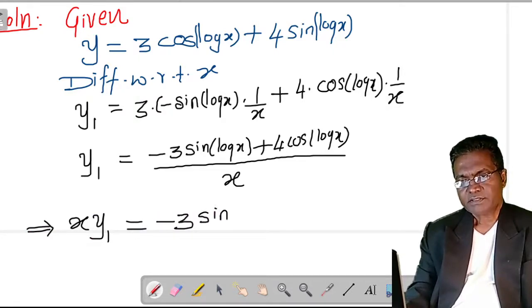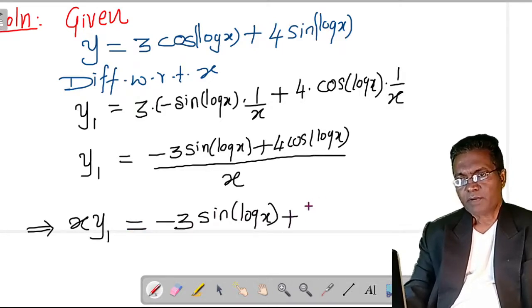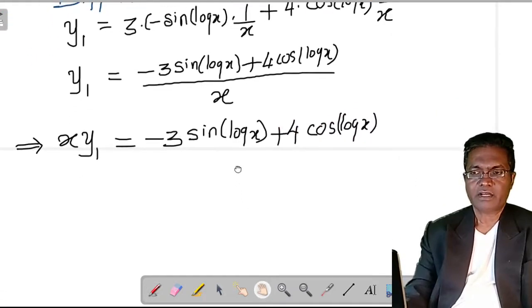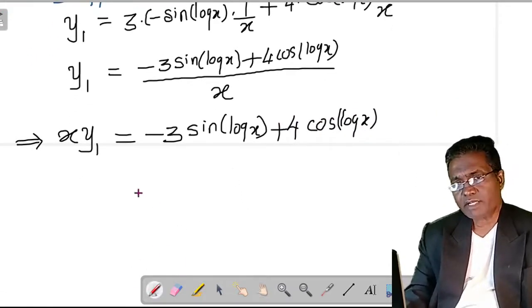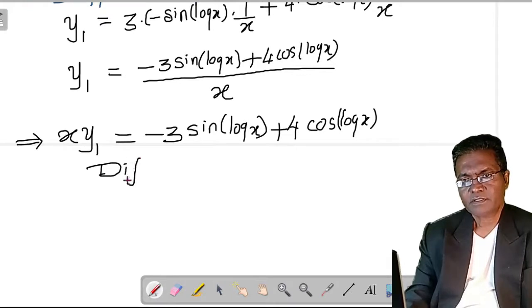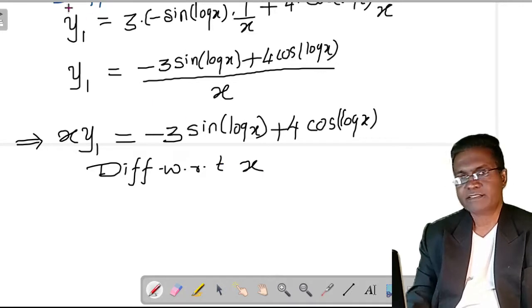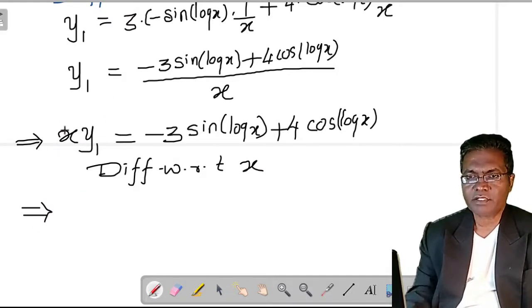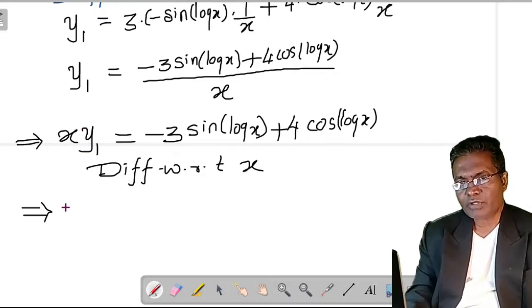minus 3 sin log x plus 4 cos log x. Okay, now you can differentiate with respect to x. Now look, in the left hand side we have the product of x and y1, so the product rule you need to apply.